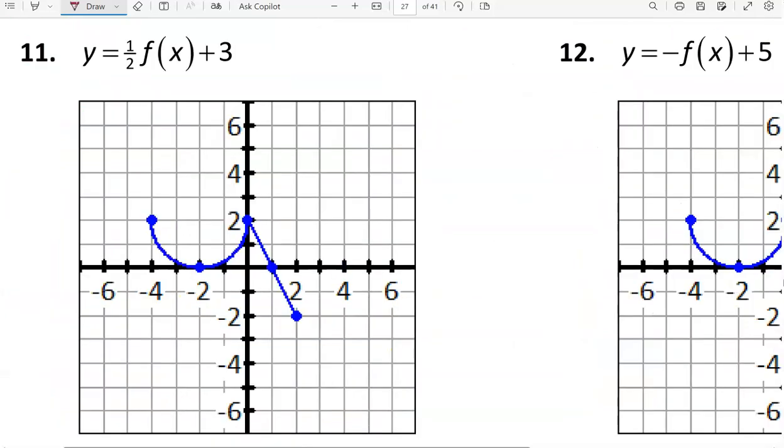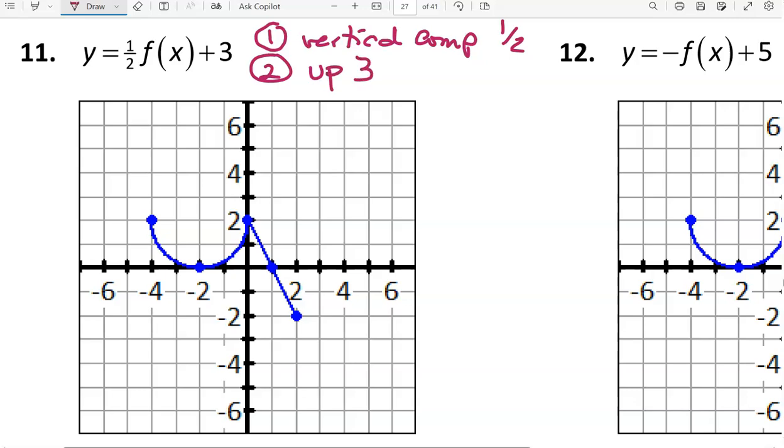For number 11, we have two operations on the output variable as well. So it's important to follow order of operations here. The first is the multiplication. So that would be a vertical compression with a factor of 1/2. And then secondly, shift up 3.